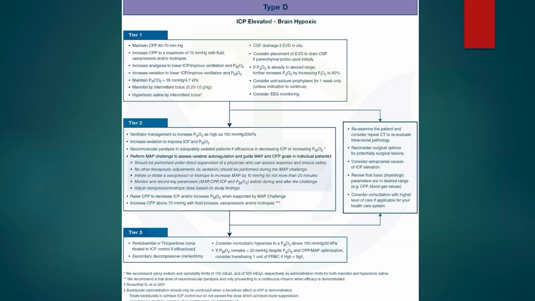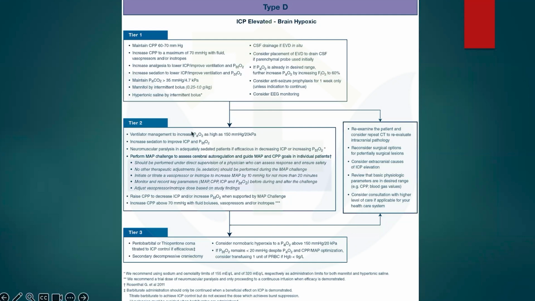So basic ICP measures, putting in a CSF drain, is tier 1. Tier 2 has three things: mild hypocapnia, neuromuscular blockers, and your MAP challenge. And tier 3 is DC, barbiturate coma, hypothermia. I'll come to the individual things.